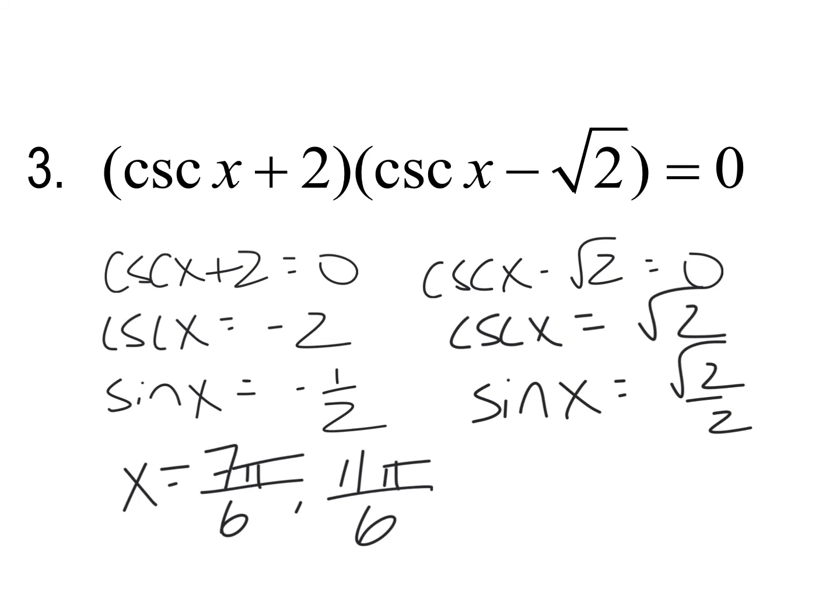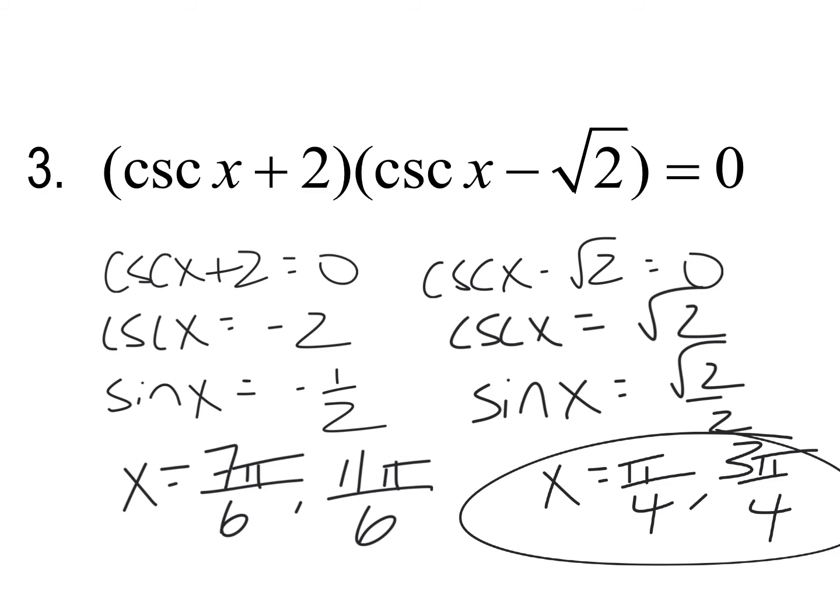And then on this side, where is the y value radical 2 over 2? So that's positive, so that means I'm in quadrant 1 and quadrant 2. So it's a 45-degree reference angle, which would be pi over 4. And in quadrant 2, it is 3 pi over 4. So I have 4 answers for this one.